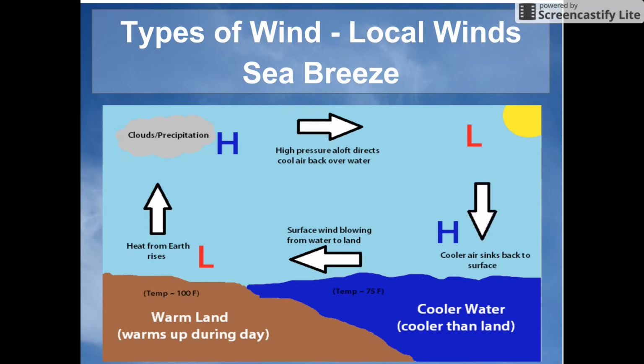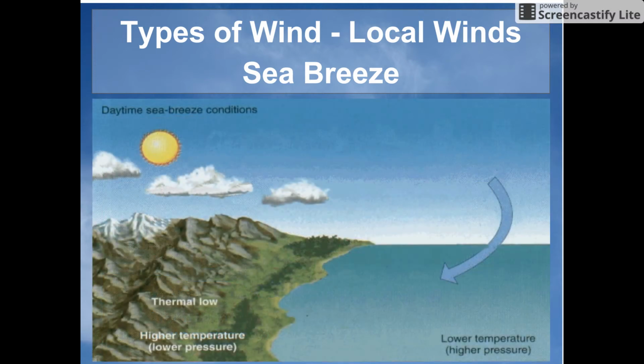The surface sea breeze begins around mid-morning, strengthens during the day because of the warming sun, and ends around sunset. Here is another look at a sea breeze.